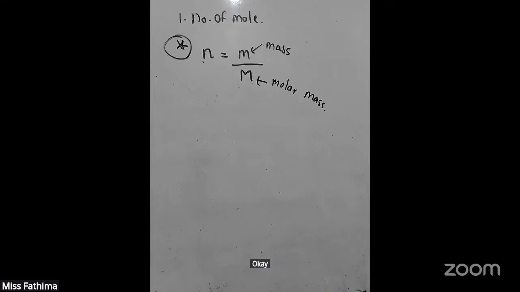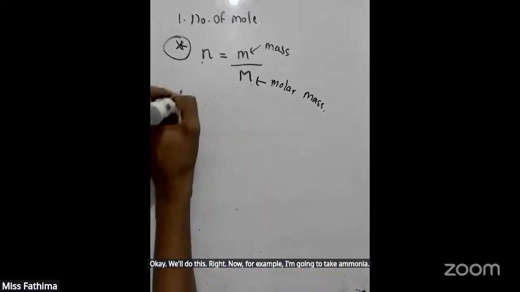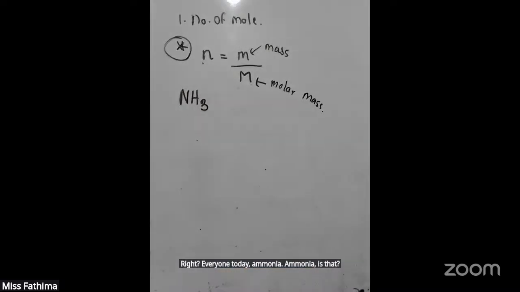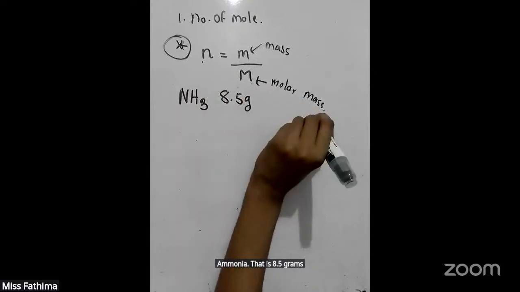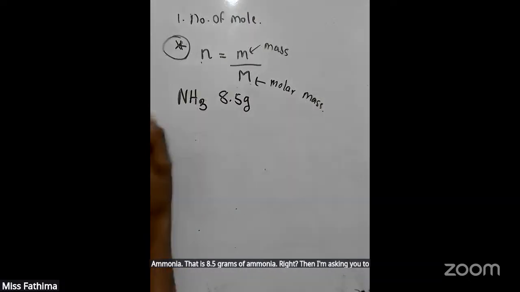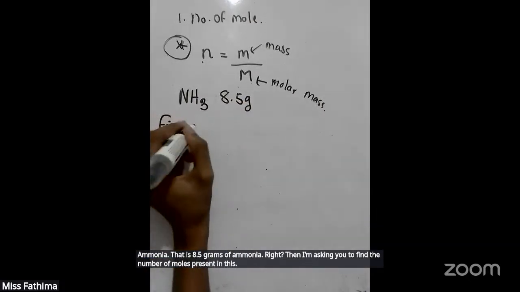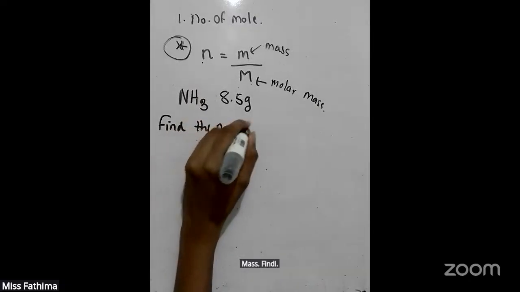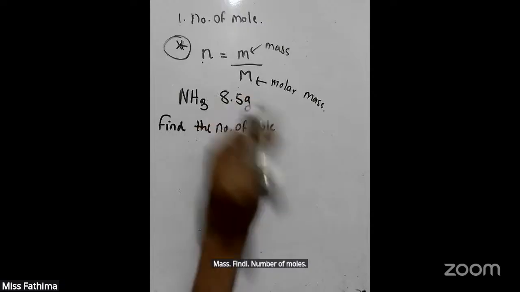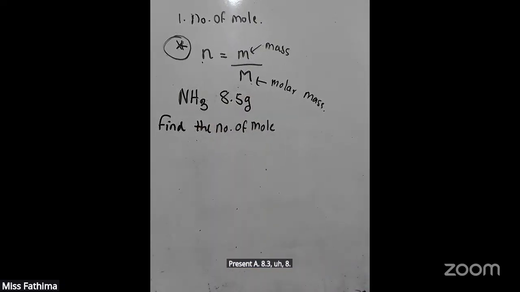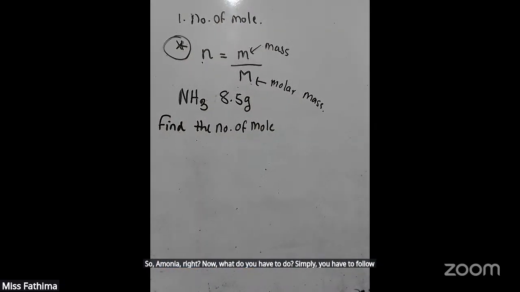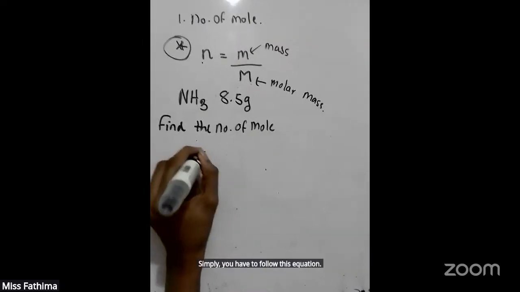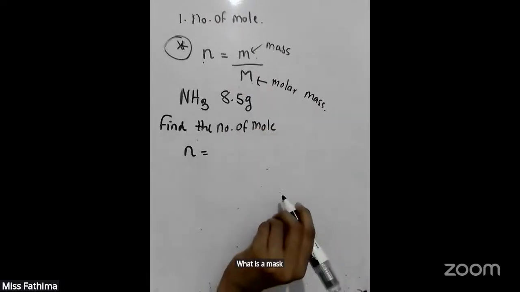Okay, we'll do this. Right, now for example, I'm going to take ammonia. Ammonia is a molecule, right? There is 8.5 gram of ammonia, right? Then I'm asking you to find the number of moles present in 8.5 gram of ammonia. Right. Now what do you have to do? Simply you have to follow this equation. What is the equation? You are going to find the number of moles. What is the mass given in the question?